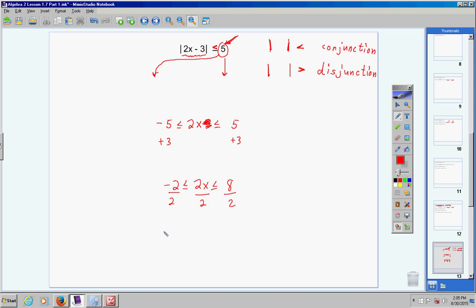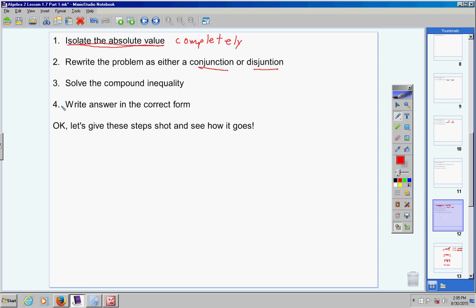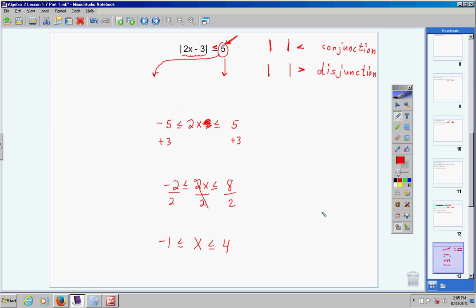-2 divided by 2 is -1. You're left with x in the middle. 8 divided by 2 is 4. Now, when step 4 says, write your answer in correct form, we really could probably delete that step. I'm just reminding you to write your answer as a conjunction or disjunction. But if you solve it like you're supposed to, your answer will come out like it's supposed to. You started with the conjunction, you end with the conjunction, okay? That's not going to change. So there's your answer, okay?